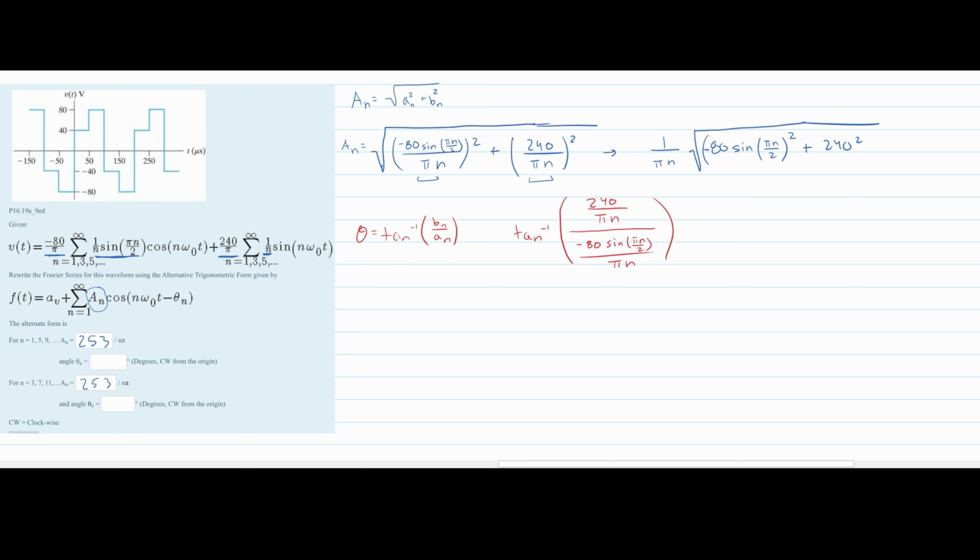And so what we're going to do here is multiply the numerator and denominator by the same thing. So we're going to multiply it by the inverse of this, and that is going to cancel out the pi n's. So we can draw arrows for our steps, and then this is going to leave us with the tangent -1. We're going to have 240 divided by a -80 times sine pi n over 2. And so this is going to be our equation for a tangent -1. And then we can start plugging some things into here.